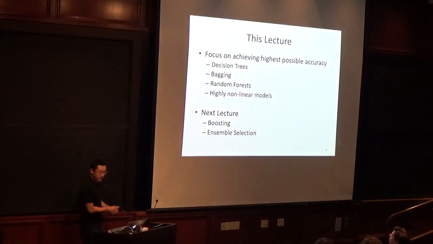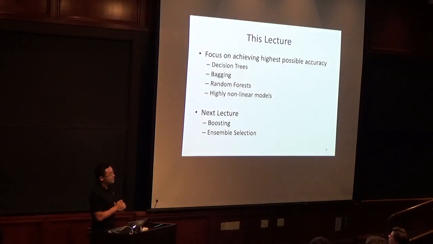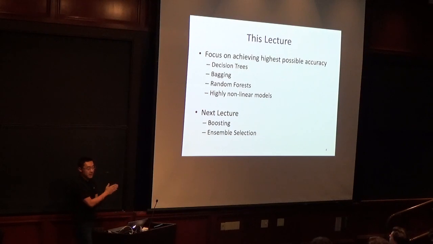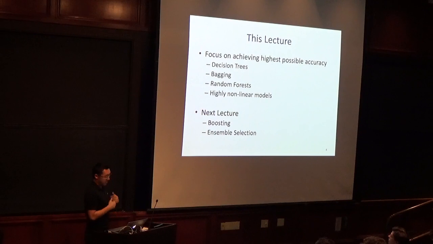Okay, so this lecture, we're going to focus on nonlinear model classes. In particular, we're going to focus on achieving the highest possible prediction accuracy. In this lecture and the next 3 lectures, so the next 4 lectures total, we will be focusing again on supervised learning, and our goal is to get the highest possible prediction accuracy that we can. To do so, we need to go to nonlinear models. These include, in this lecture, decision trees, bagging, and random forests. In the next lecture, I'll talk about boosting and some other methods. And then the next 2 lectures after that will be about deep learning.